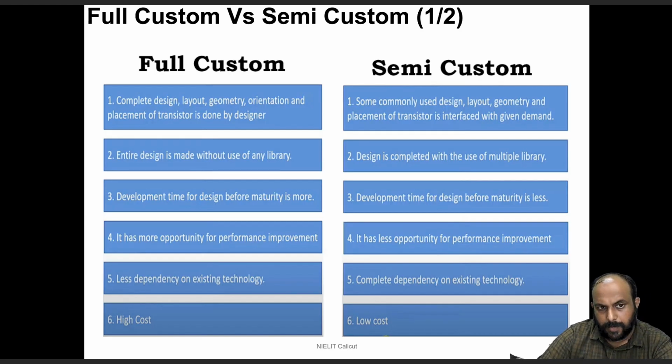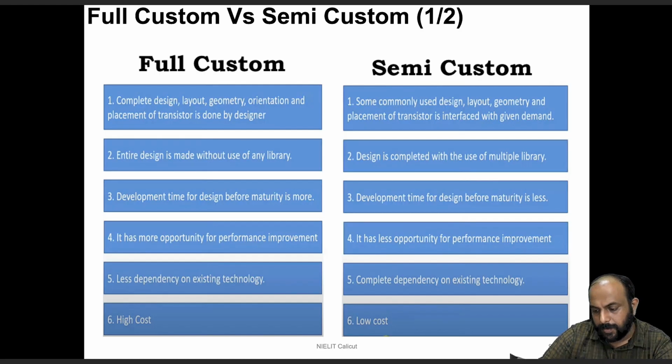Similarly, the full custom gives you a full spectrum of opportunities for performance improvement, whether it be area or die size reduction, whether it be power consumption reduction, or whether it be performance improvement in terms of frequency of operations and so on. The full custom gives you the complete spectrum or scope of improvement, whereas it is limited in the case of semi-custom because you are dependent upon the net performance of all the standard cell libraries which we use. Similarly, full custom has very less dependence on the existing technology nodes, whereas there is a complete dependency in semi-custom because the macros or the standard libraries which are made available are bound to work only on an existing technology.